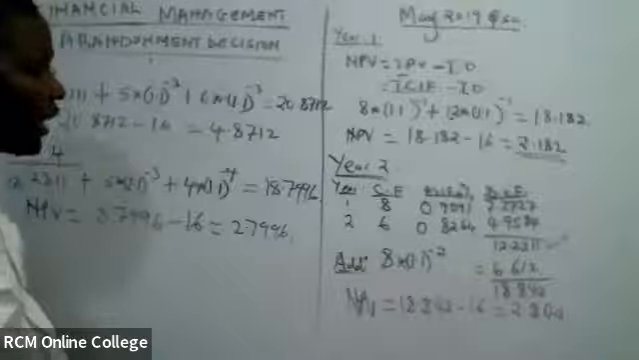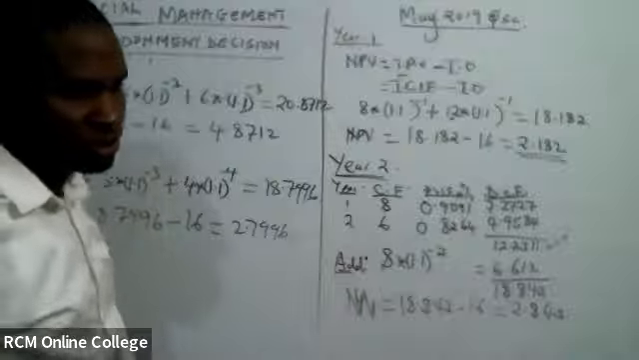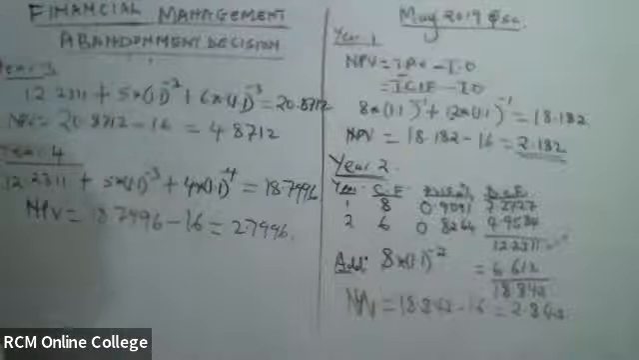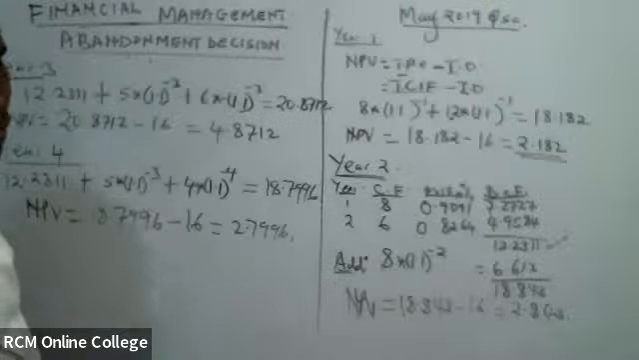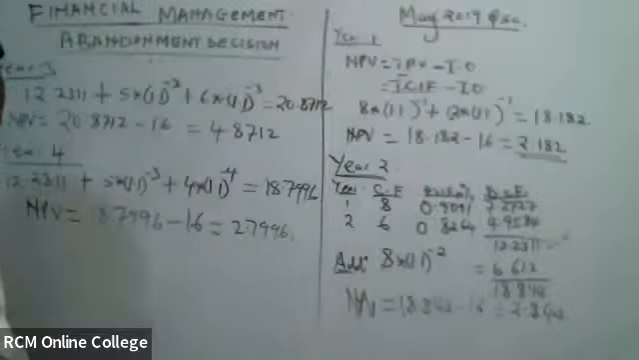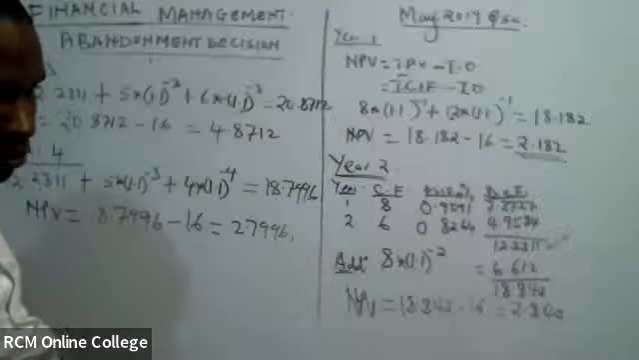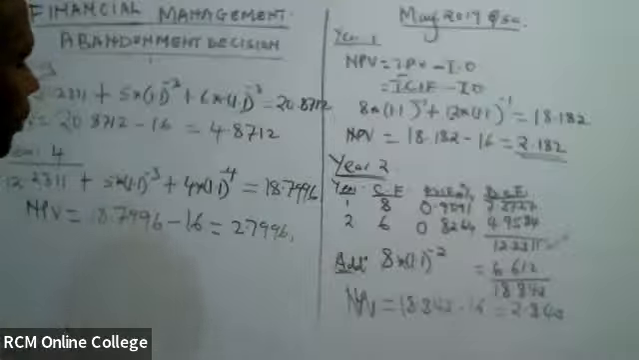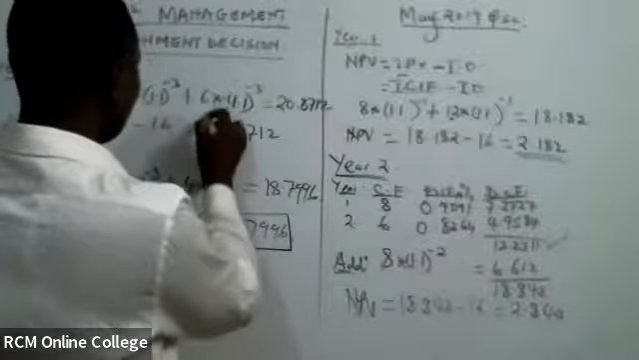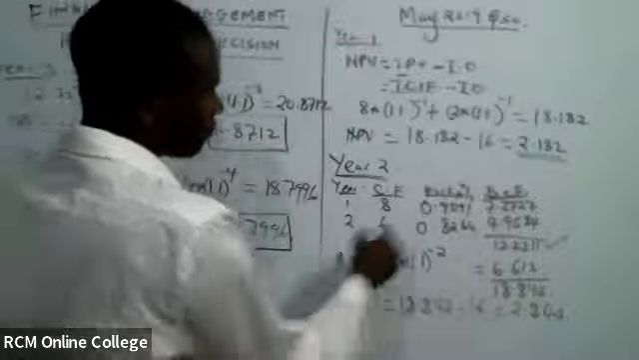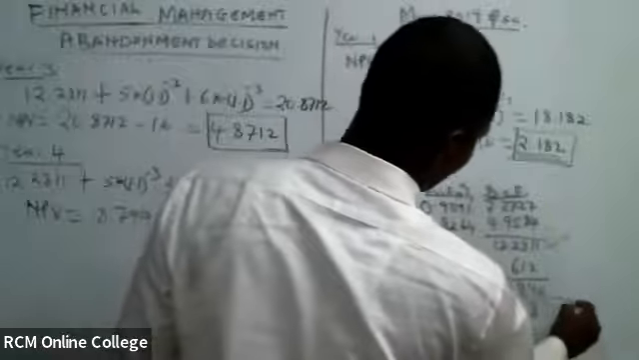differences kidogo. So class, at which year should we abandon this project, or should we advise this company to abandon the project? At what point? Tuangalie vizuri, tuseme mwaka gani? So we just look at the NPV. So this year NPV is 2.7. This year NPV is 4 point something. This year it was 2, and this year it was 2 as well.